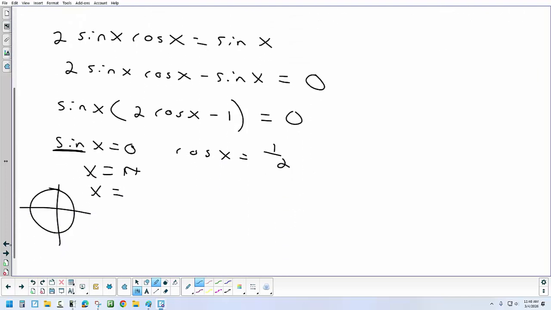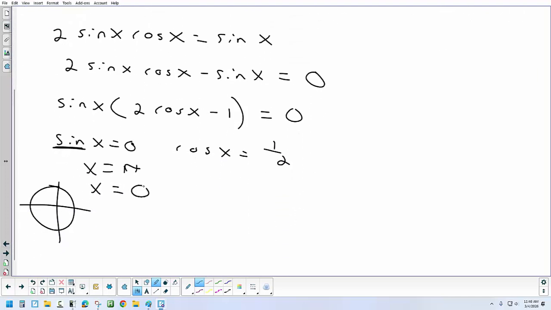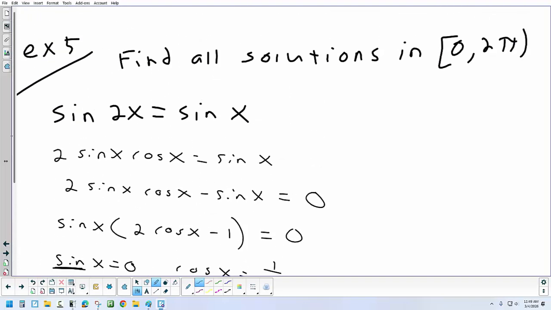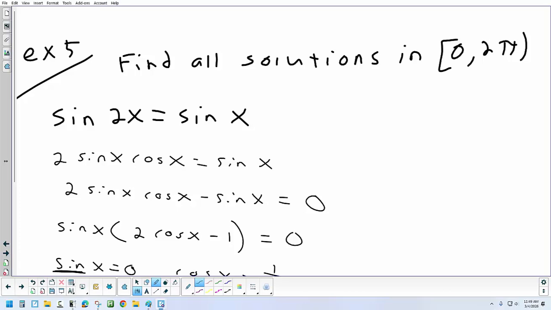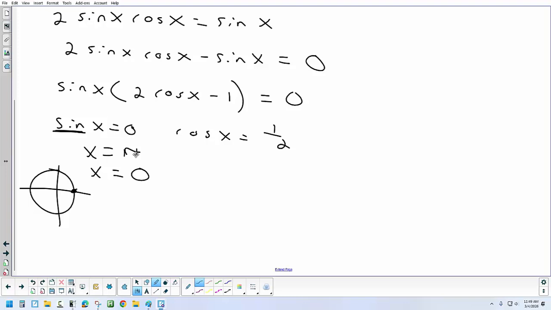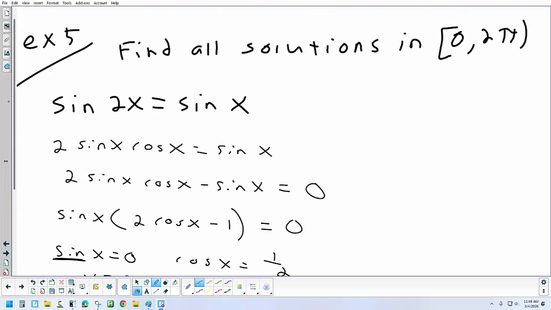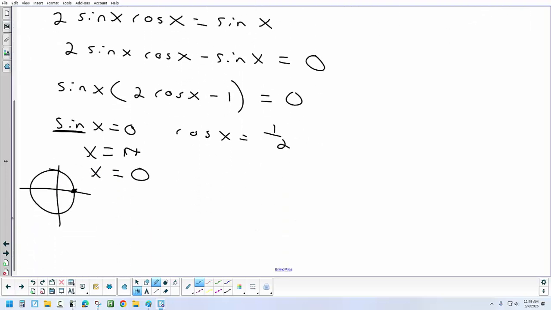0. It is the same thing, but it's in a different cycle. So you could also say, for example, instead of pi, you could say 540. But 540, you've added 360 too many times to it. So they specifically want the smallest answers, not the later cycles. So 0 and pi.